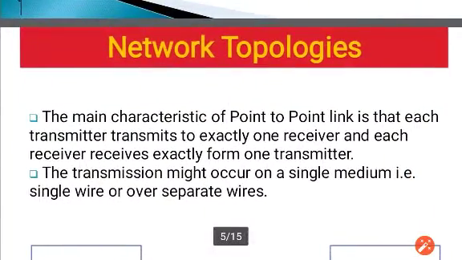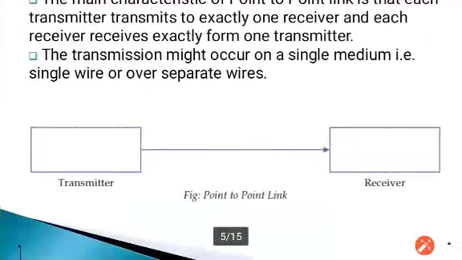Now the basic characteristic of a network topology is a point-to-point link. This point-to-point link is that each transmitter transmits to exactly one receiver and each receiver receives exactly from one transmitter. The transmission might occur on a single medium like a single wire or over separate wires like this. This is the point-to-point link. In the figure you can understand.